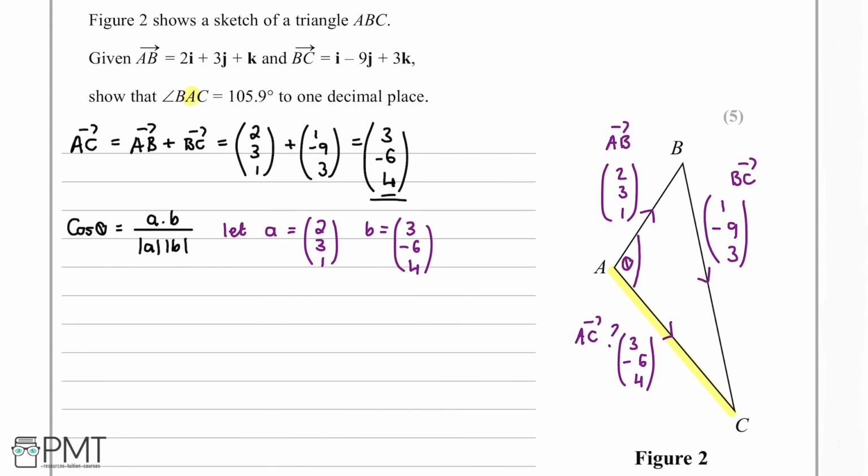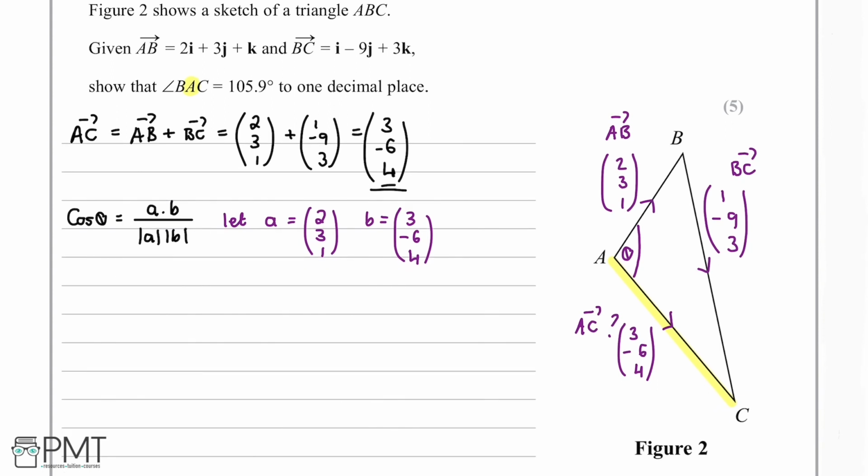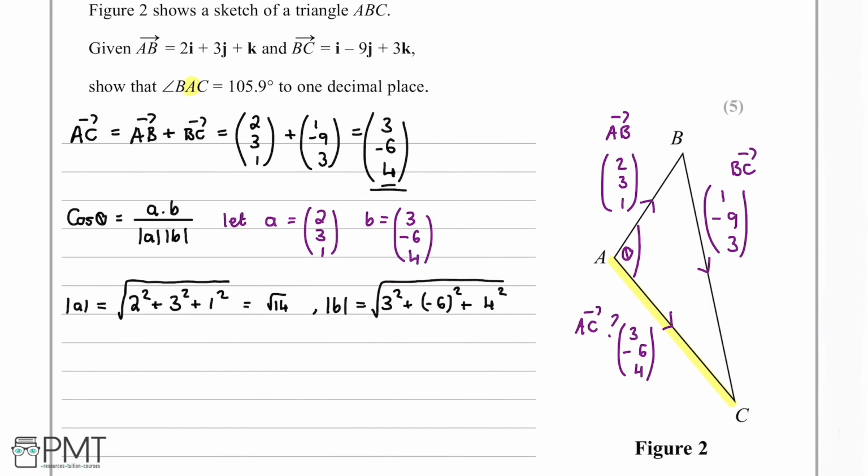This means we can now work out the magnitude of a and b. The magnitude of a is the square root of 2 squared plus 3 squared plus 1 squared, which is equal to the square root of 14. Likewise, the magnitude of b is the square root of 3 squared plus minus 6 squared plus 4 squared, which comes out as the square root of 61.